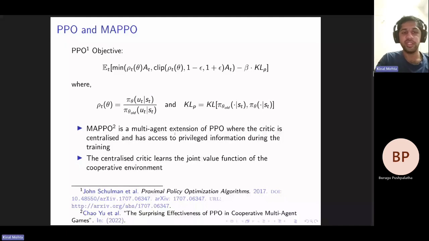Now, MAPPO is a multi-agent extension of PPO where there is a centralized critic, as I mentioned, and it has access to privileged information. So basically, the centralized critic can access the observations of all the agents together. So that is why it's called centralized training, because it has centralized information of all the agents. And the centralized critic learns the joint action value function because we have a joint objective, and based on this, we'll be training the individual agent policy. So that is MAPPO.